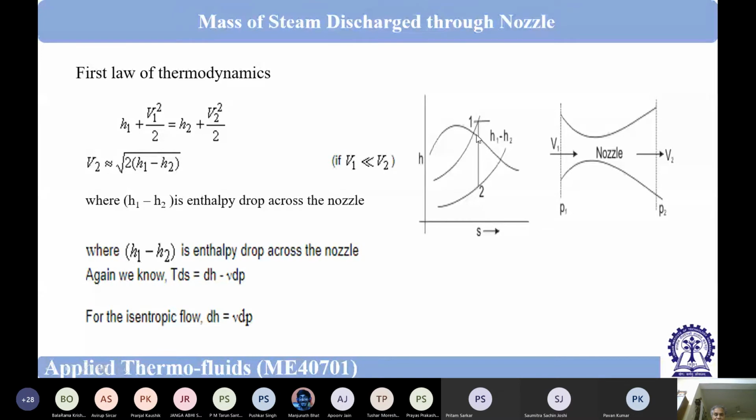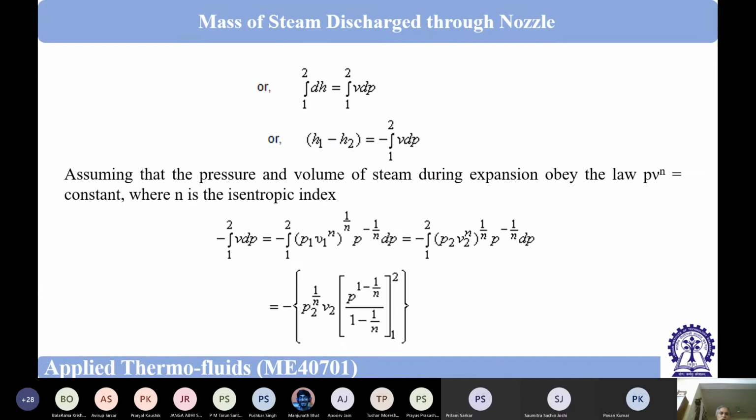Suppose up to this it is the throat. Generally up to this we assume that the flow is isentropic, and after that there is friction and the curve will move like this, though the ideal curve will be a straight line. All right. And then for isentropic flow, from 1 to 2, dH is equal to integration 1 to 2 of VdP. And then we will get it like this.